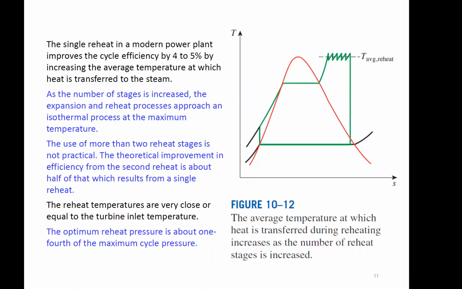All right, so if we just kept reheating and expanding, reheating, expanding, we would end up getting kind of like what's being shown here, almost like an isothermal. But there's kind of a limit there. So with a single reheat, you get about a 4 to 5% efficiency improvement, but that drops as you add more and more. Okay, so really, from practicality, it's like 2 reheat stages. Beyond that, it becomes not very practical. Lots of extra device and expense for not as much improvement.